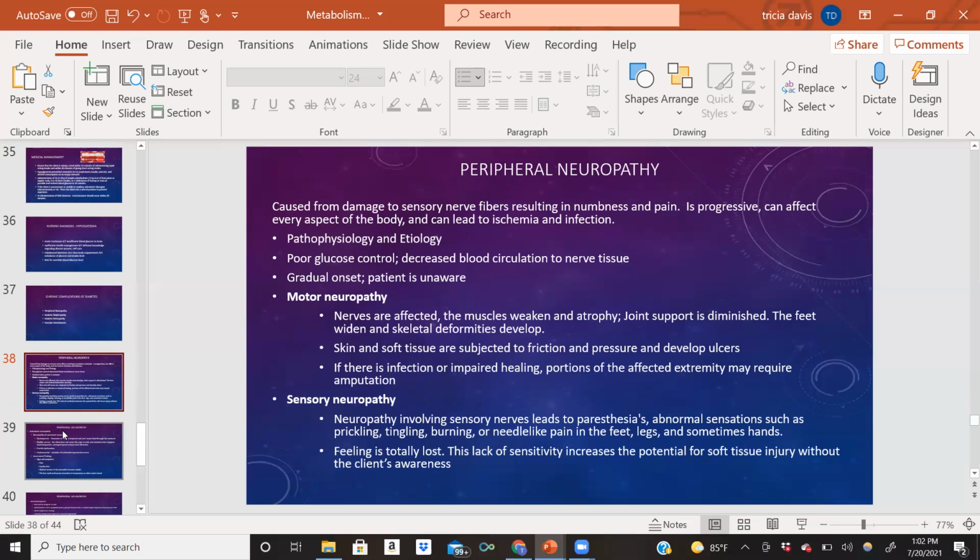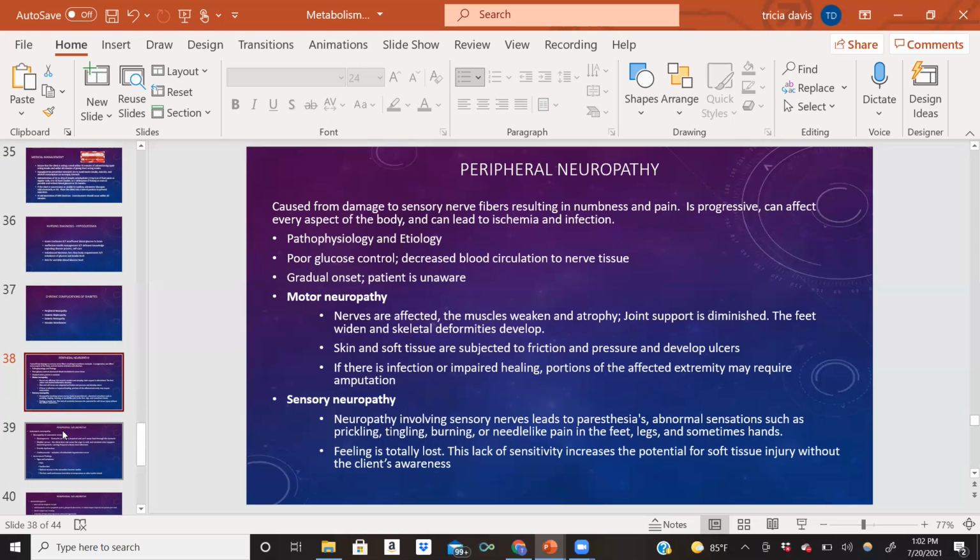We can have motor neuropathy. This is where the nerves are affected. The muscles weaken and they also atrophy. The support in their joints is very diminished. We actually see that their feet widen and we see the development of skeletal deformities. Their skin and soft tissue are also going to be subjected to friction and pressure, and over time it is going to cause the development of ulcers.